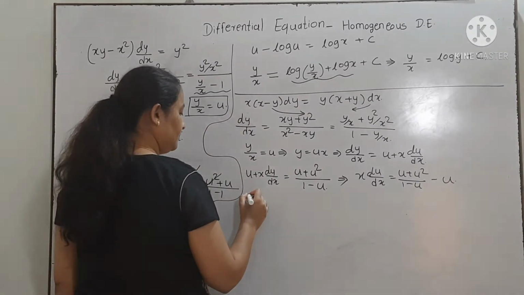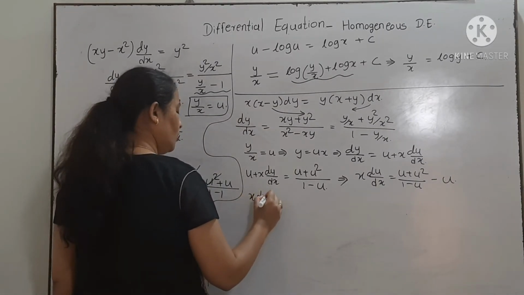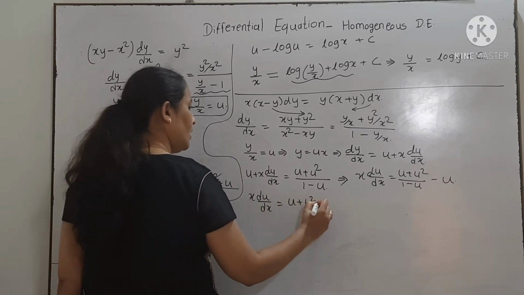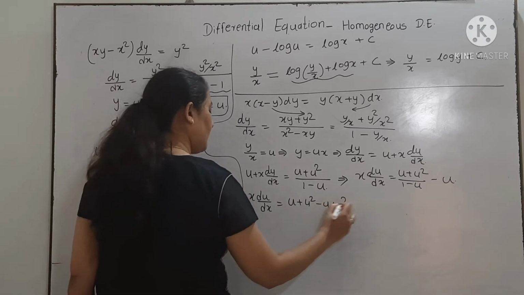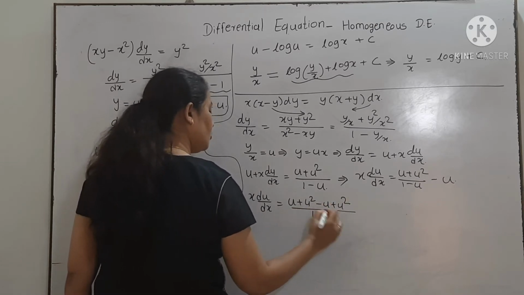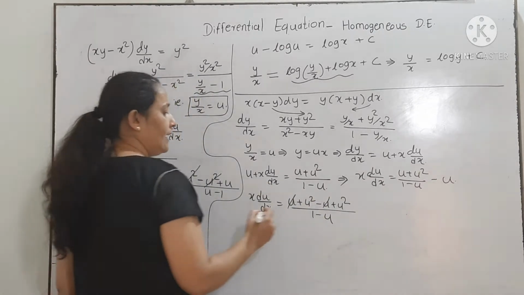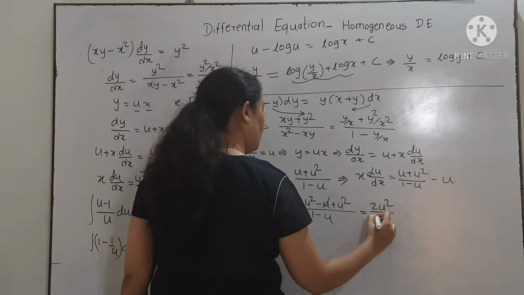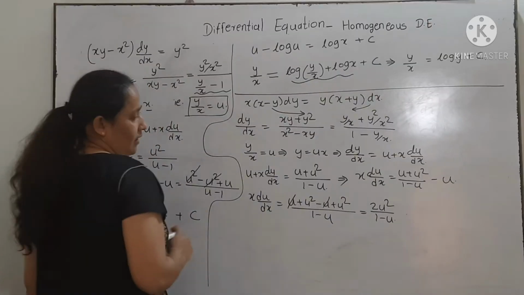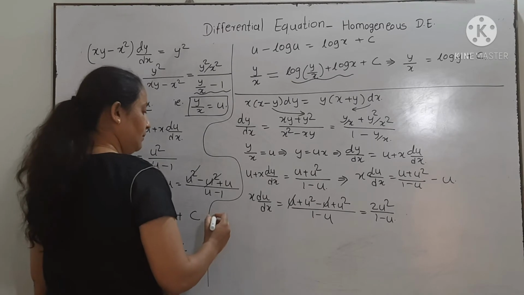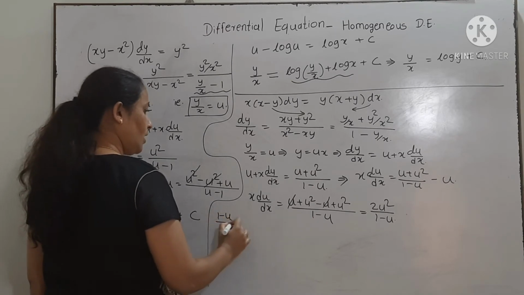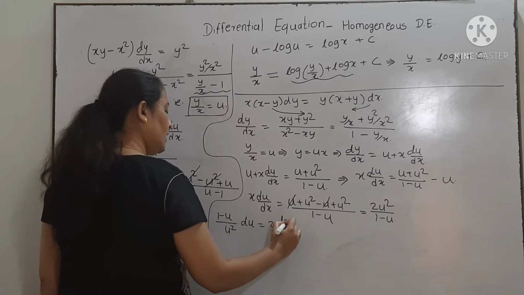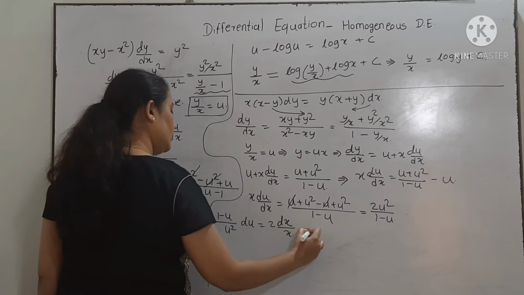If we take LCM, it is x into du by dx equal to u plus u square minus u plus u square upon 1 minus u. Plus u minus u will get cancelled. So what is remaining? u square plus u square, that is 2u square upon 1 minus u. If you convert this into variable separable form, it is (1 minus u) upon u square du equal to 2 dx upon x. So what does this imply?